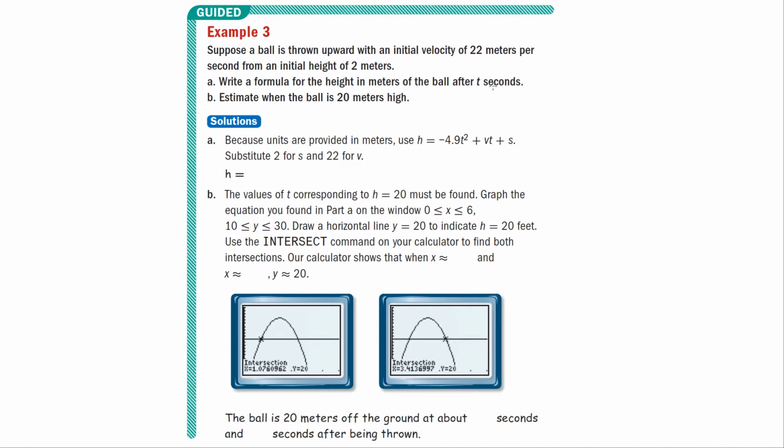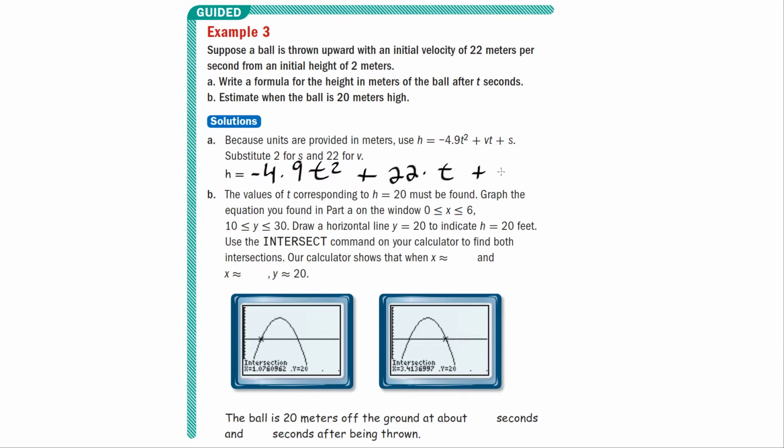Okay, because units are provided in meters, we're going to use negative 4.9 times t squared plus v times t plus s. We're going to substitute 2 for s and 22 for v. So our formula is negative 4.9 t squared plus 22 times t plus 2.